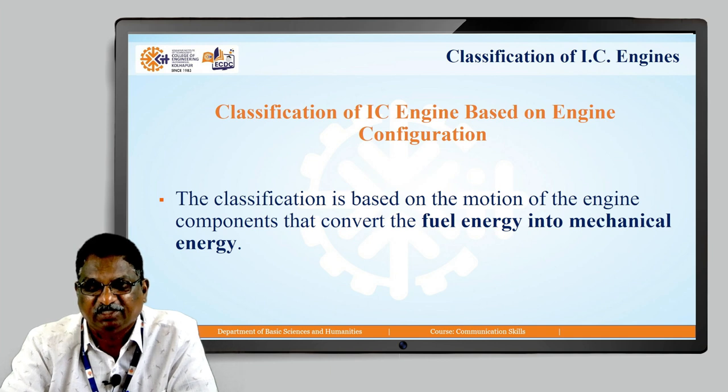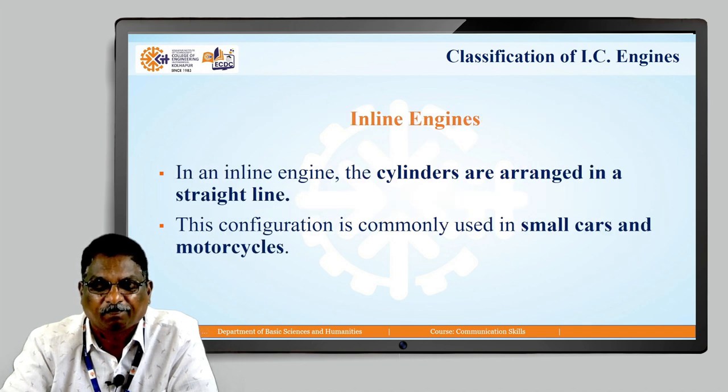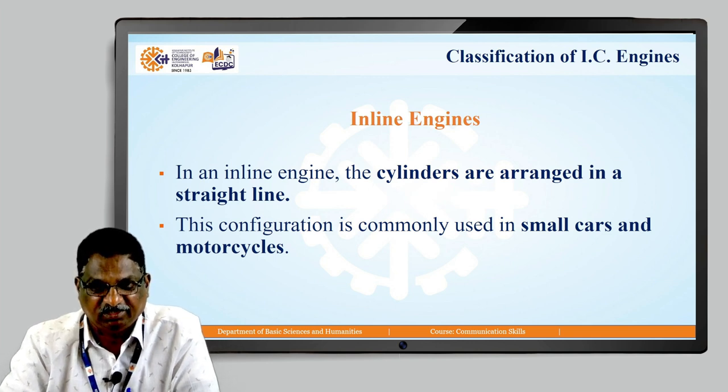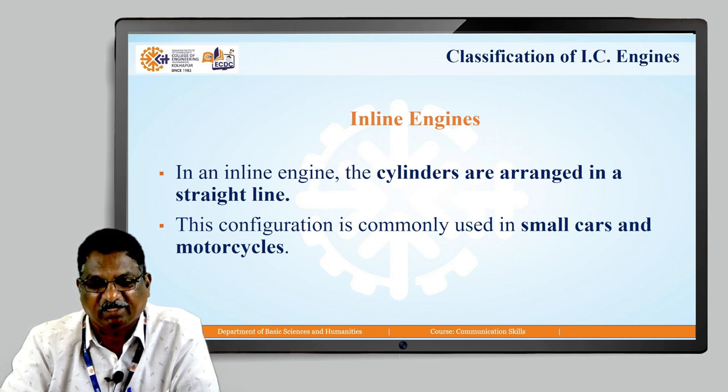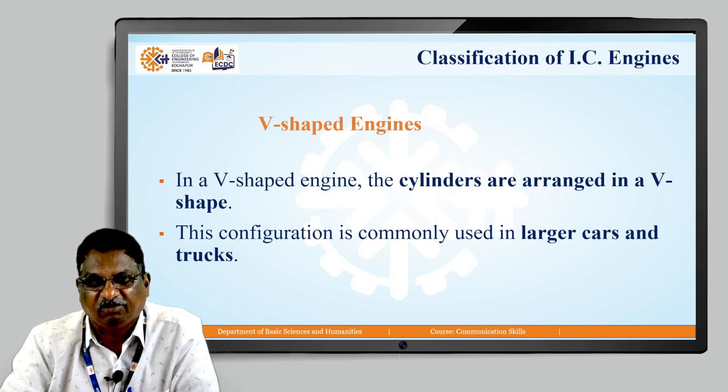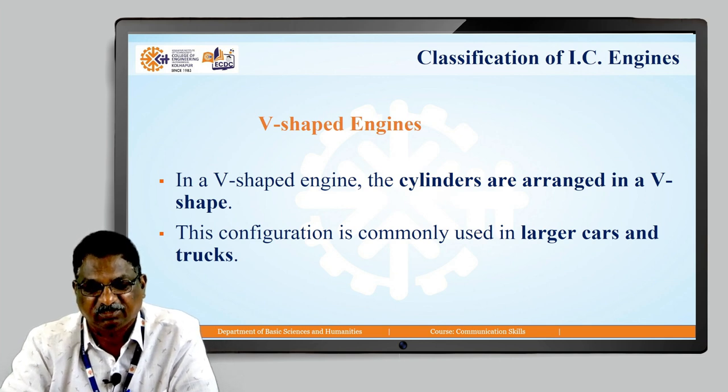Then classification of IC engines based on engine configuration. The classification is based on the motion of the engine components that convert fuel energy into mechanical energy. Then inline engines. In an inline engine, the cylinders are arranged in a straight line, therefore they are called inline engines. This configuration is commonly used in small cars and motorcycles. Then V-shaped engines. In a V-shaped engine, the cylinders are arranged in a V-shape. Therefore, they are called V-shaped engines. This configuration is commonly used in large cars and trucks.